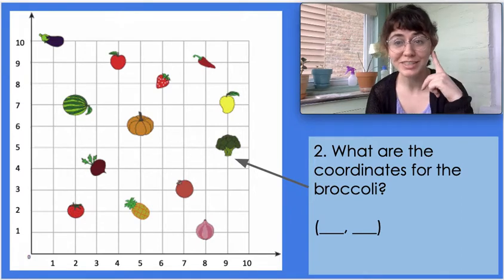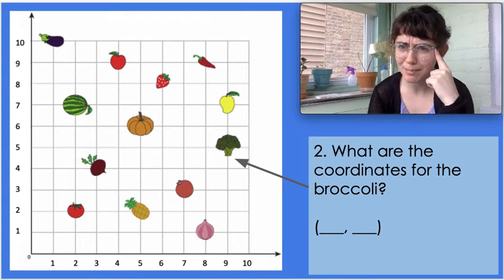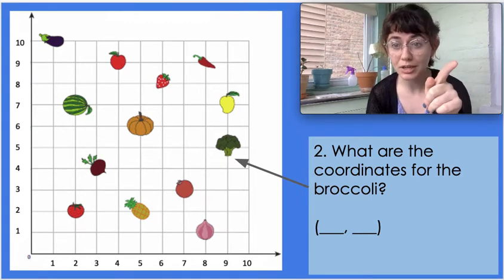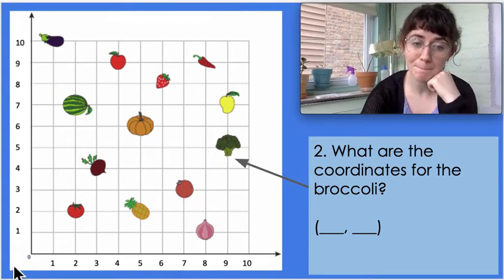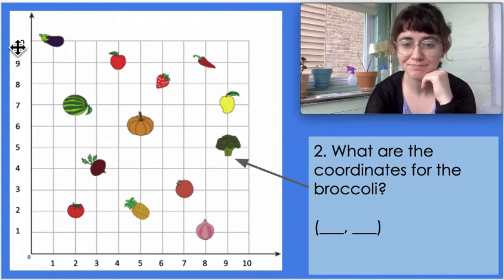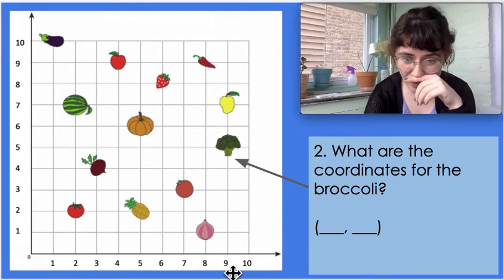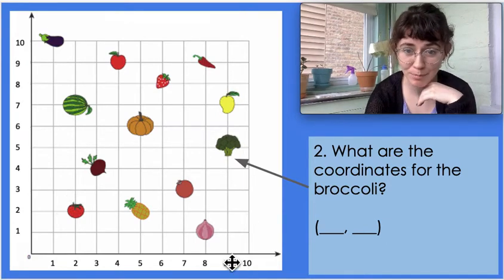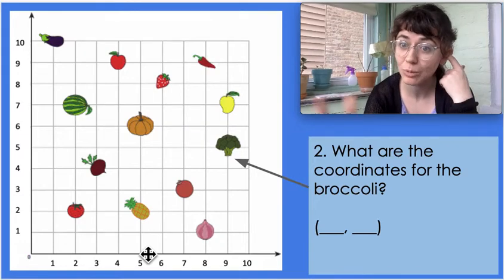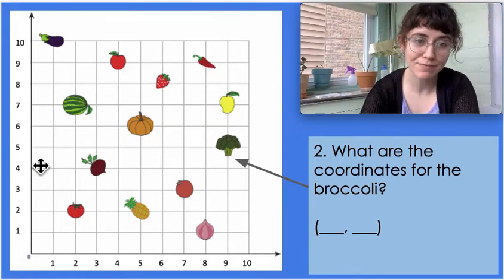All right, I want you to check your work before you look at this and think, what number did I put first? Make sure you put the number from the bottom number line first and then the side number line. On the bottom number line, I have to go all the way over to the 9 to line up with the broccoli. So my first number is what? 9. Then my next number is going to be the 5 because I had to go up 5. So 9, 5.